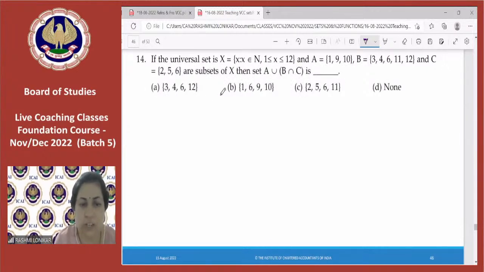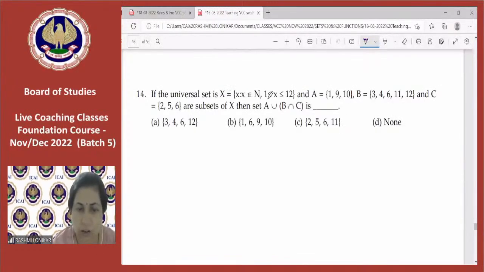Now let us go to the next sum. If the universal set X belongs to N, that is X is a natural number and X lies between 1 and 12, less than or equal to signs are there. So that means you will take that number also because there is an equal to sign also. So this is the universal set. So what are the numbers? 1, 2, 3, 4 up to 12. A is given to me, B is given to me, and C is given to me are the subsets of X. Then the set A union B intersection C is.